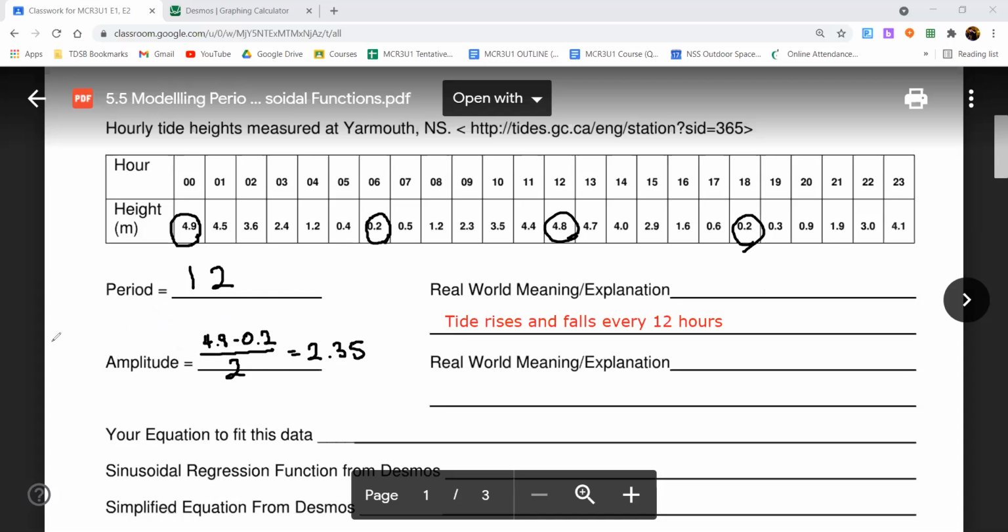And that's actually a formula I think the textbook introduces. I never particularly liked it because it gets you to memorize it again. But for those of you who actually like to do that, it's max minus the min divided by 2 gives you the amplitude.